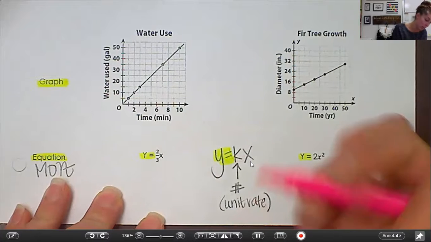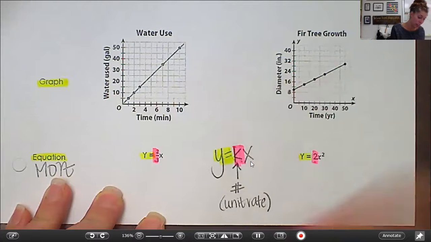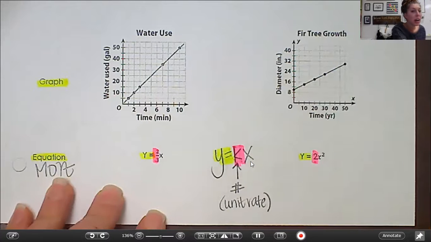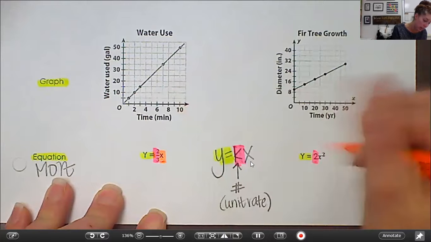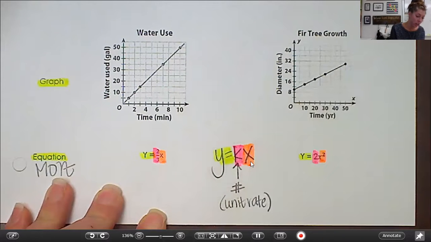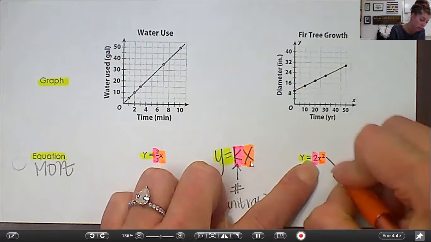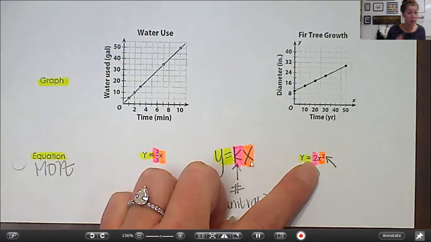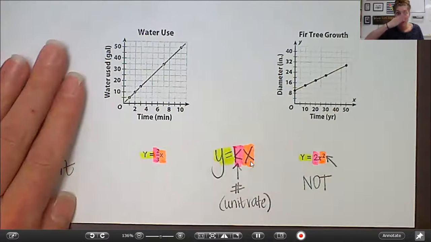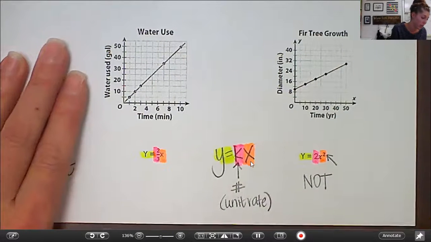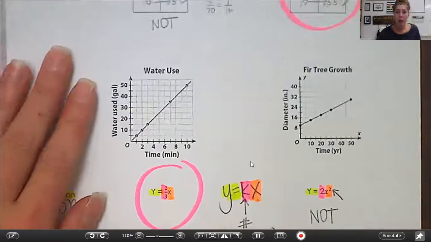I've got a k, which is that number coefficient in front. And then I'm supposed to have just a plain x last. And that's where I don't have it on the second one, right? This squared changes the ball game. Okay, so that one is not proportional. This is one of those that would be that U-shaped if you tried to graph it. This is our proportional equation, okay?